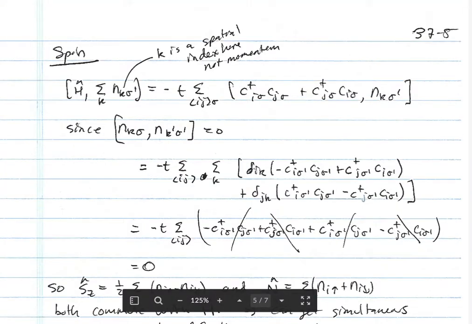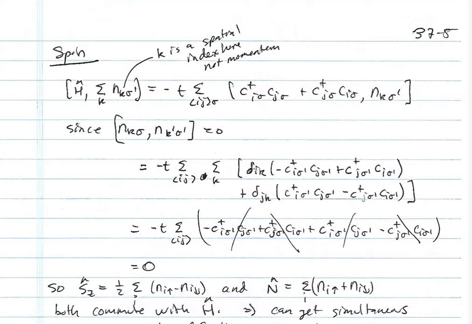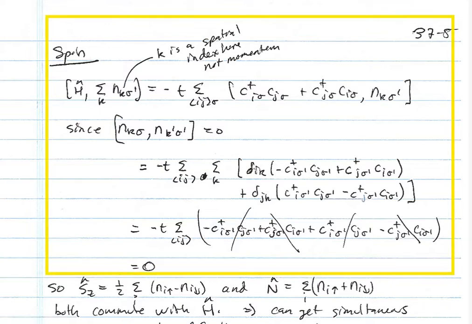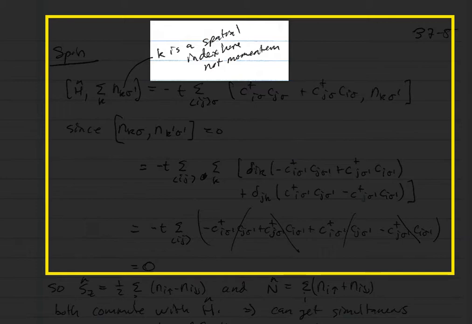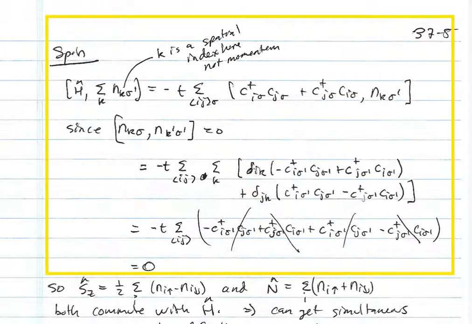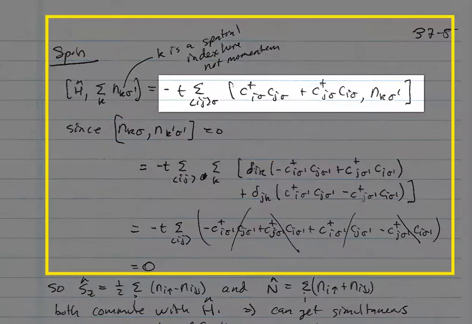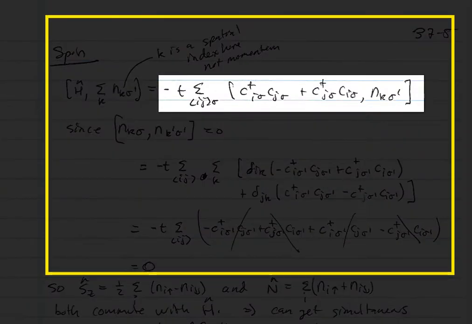Okay, now let's talk about spin. Here I'm going to look at the commutation relation of H with the total number operator. Here this K is a spatial index, not momentum. I'm using K to index the spatial indices, so I have I, J, and K are all spatial indices. We're going to look at the commutator then of minus T, the sum over the nearest neighbor pairs, sigma, times C dagger I sigma C J sigma plus C dagger J sigma C I sigma with N K sigma prime.